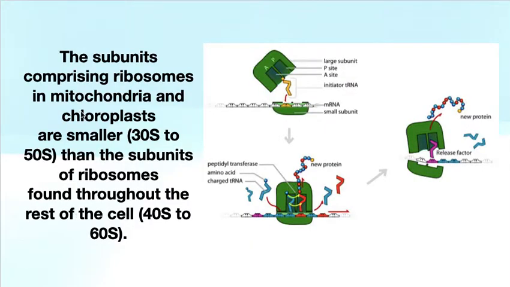As you can see here, the subunits comprising ribosomes in mitochondria and chloroplasts are smaller, 30S and 50S, than the subunits of ribosomes found throughout the rest of the other cells, 40S and 60S. So you can understand 40S and 60S ribosomes are found in all other types of cells, and mitochondria and chloroplast ribosomes are 30S and 50S.